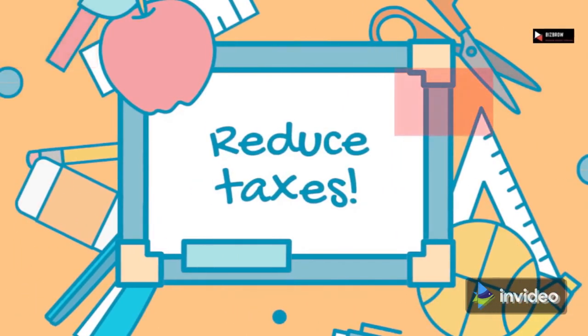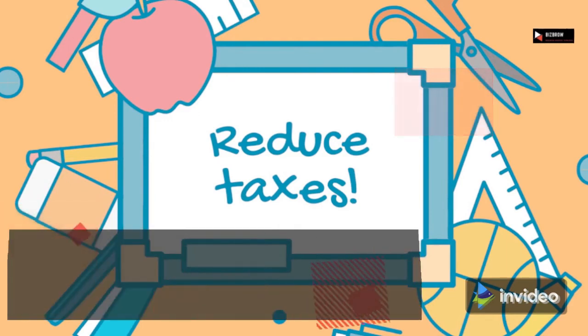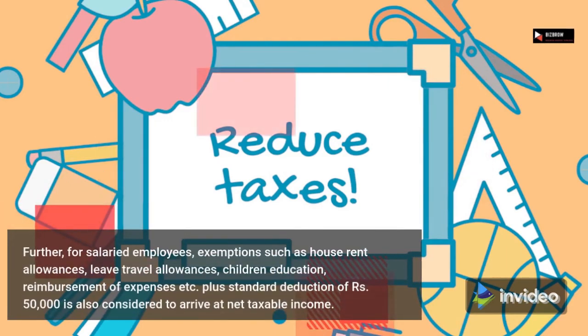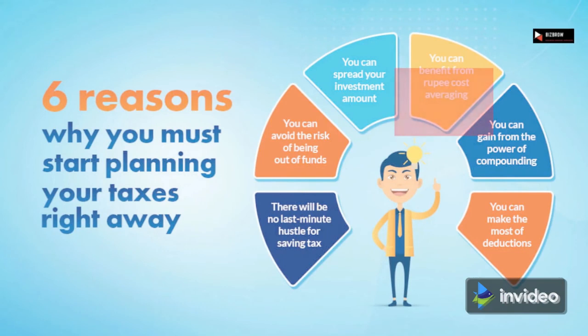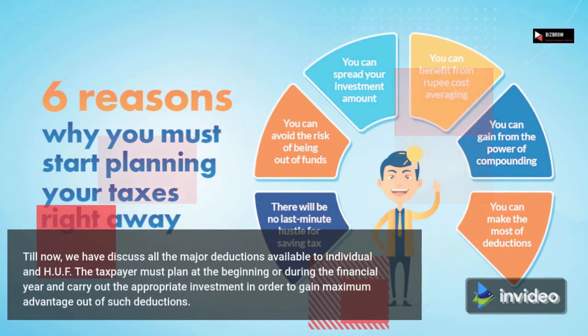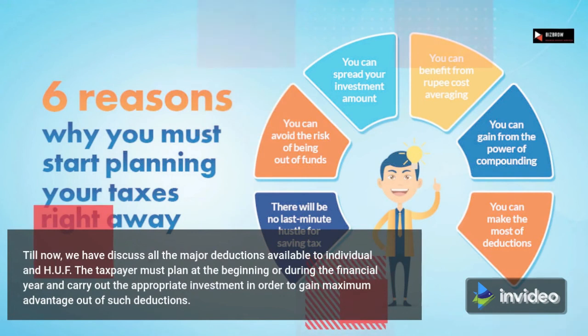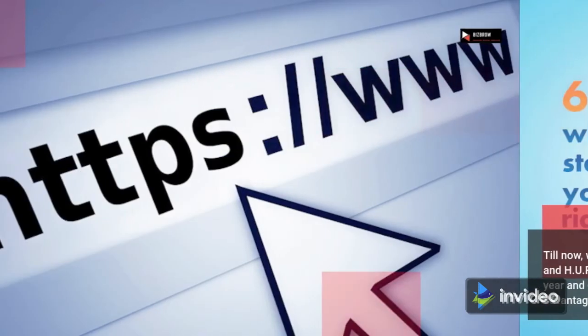Further, for salaried employees, exemptions such as house rent allowance, leave travel allowance, children education, reimbursement of expenses etc., plus a standard deduction of 50,000 rupees are also considered to arrive at net taxable income. Till now, we have discussed all the major deductions available to individuals and HUF. The taxpayer must plan at the beginning or during the financial year and carry out the appropriate investment in order to gain maximum advantage out of such deductions.